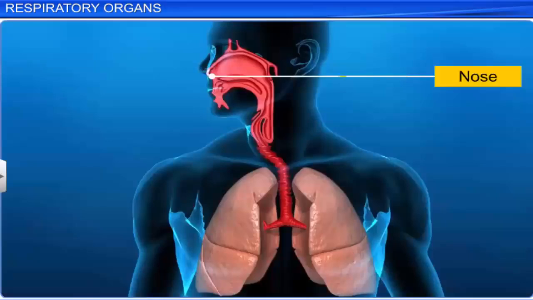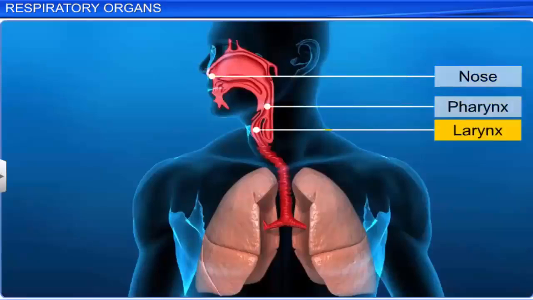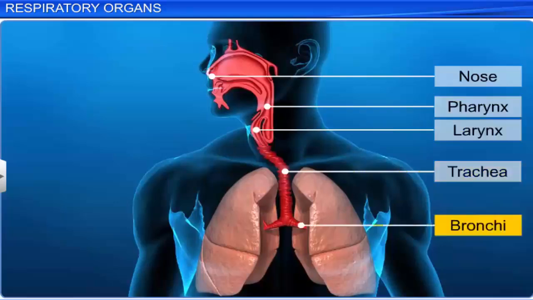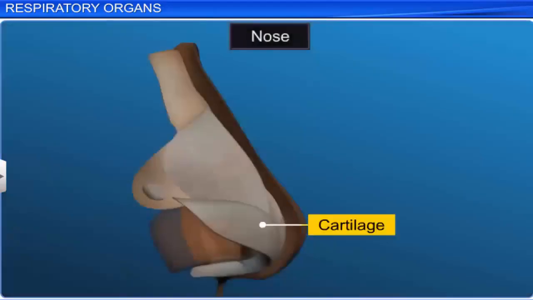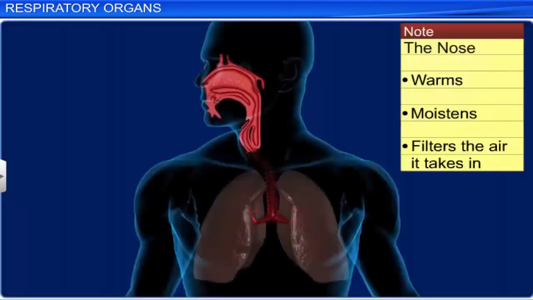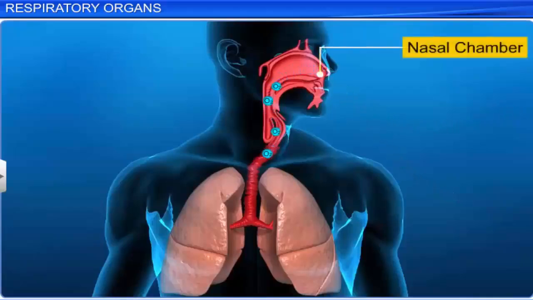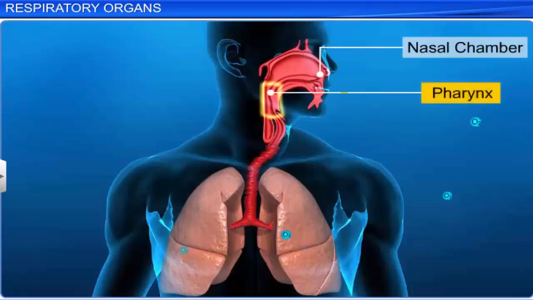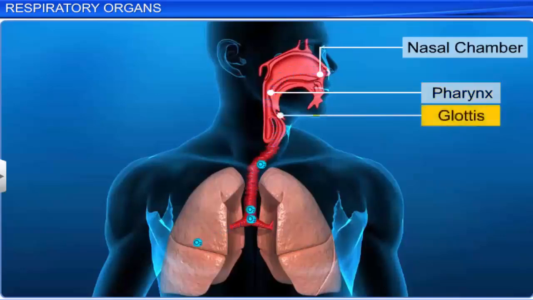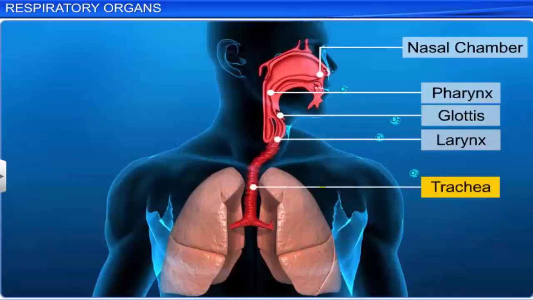The respiratory tract includes the nose, pharynx, larynx, trachea, and bronchi. The nose is made up of cartilage and bone. While inhaling, it warms, moistens, and filters air that enters the body through the nostrils. This air then passes through the nasal chamber. The nasal chamber opens into the pharynx, which is the common passage for food and air. The pharynx opens through the glottis of the larynx region into the trachea.